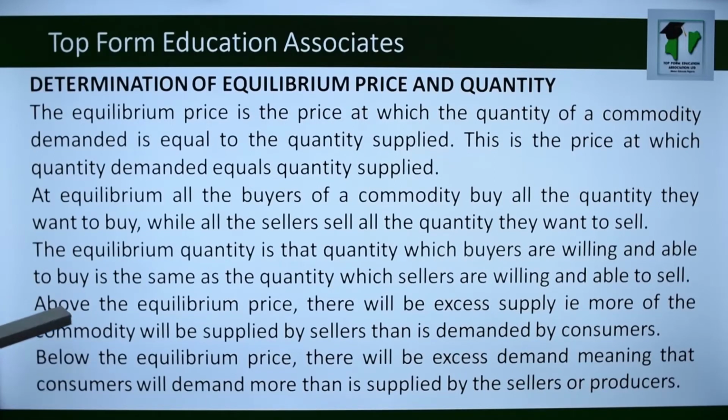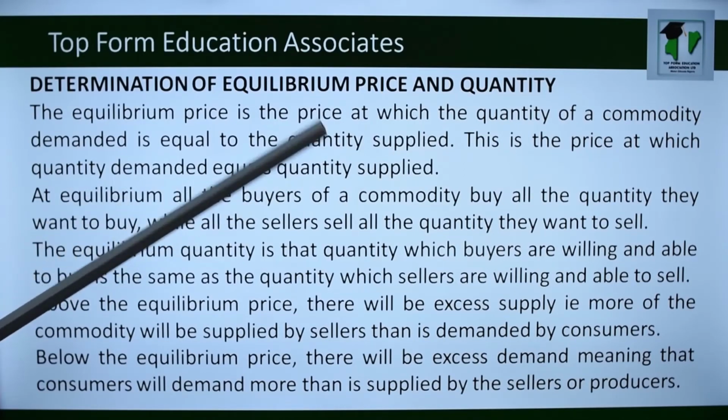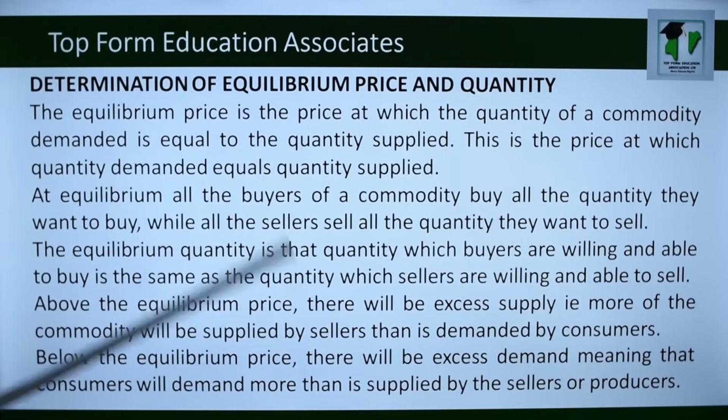Next, we have determination of equilibrium price and quantity. What is equilibrium price? What is equilibrium quantity? How are they determined? The equilibrium price is that price at which the quantity of a commodity demanded is equal to the quantity supplied. Once the equilibrium price is reached, everybody is happy. The seller is happy because he's able to sell all that he brought to the market. The buyer equally is happy because he or she is able to buy everything he or she demanded.